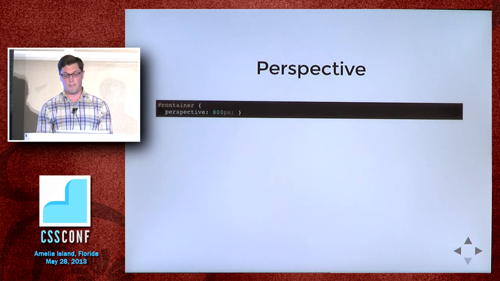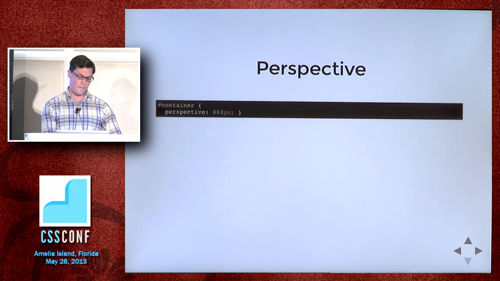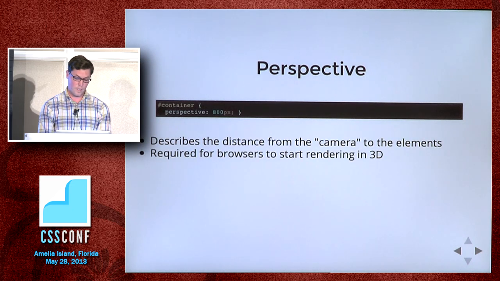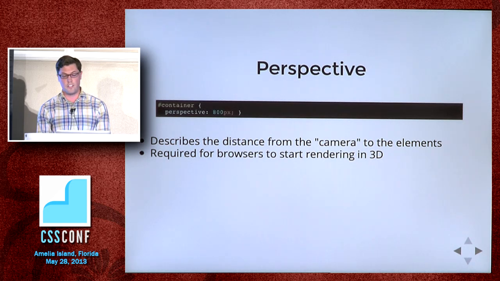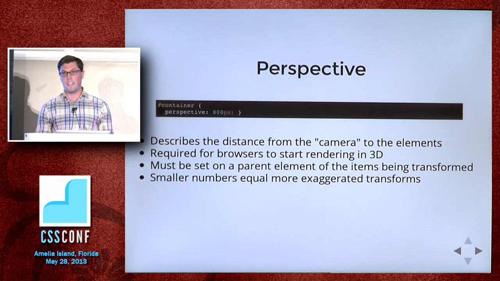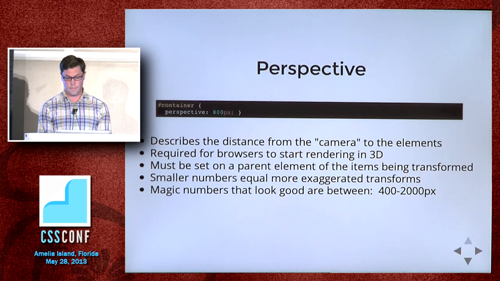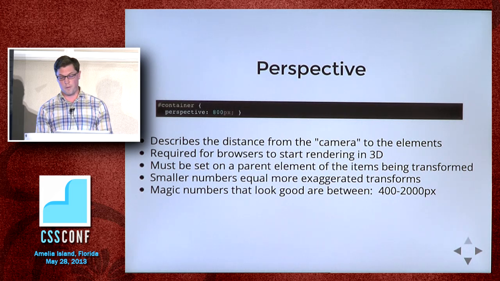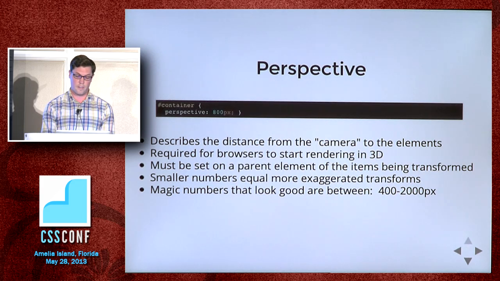And finally, there's the perspective. The perspective sets the distance of the viewer from the scene. Without this, the browser won't even kick in the GPU. You won't get any 3D animations at all. So you have to put this on a parent somewhere above the elements you're animating. This number, it's saying how far you are from the object. And so if you're closer to it, things are going to be more exaggerated. If you're far away, big movements are going to look smaller. There's some magic numbers. Somewhere between 400 and 2,000 usually look just about right.